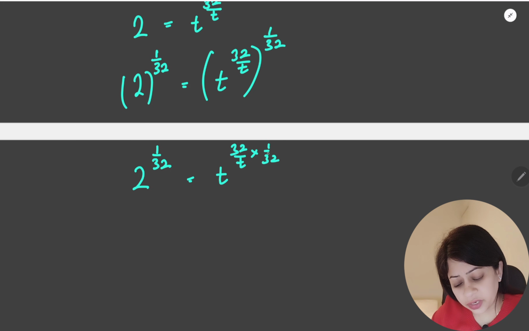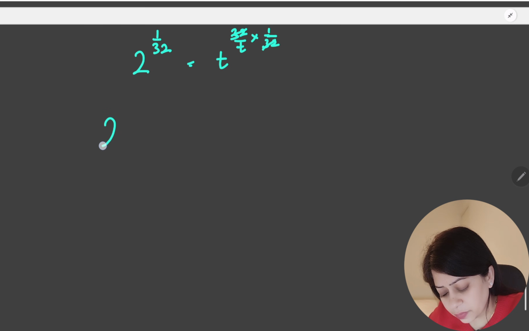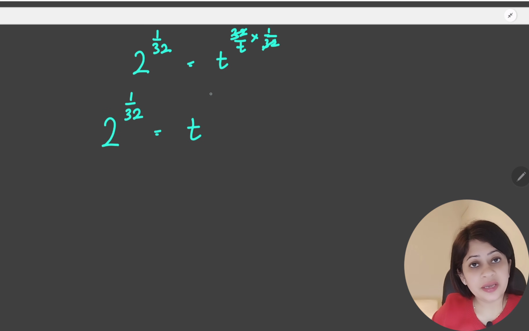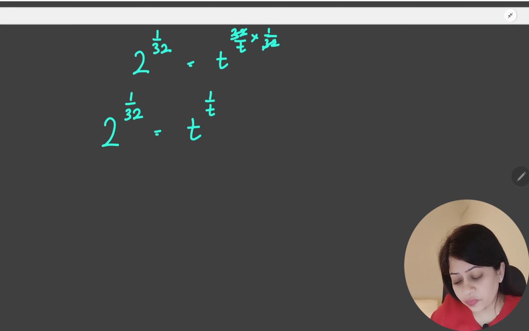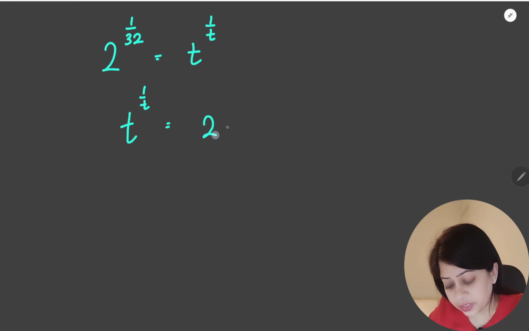Now 32 and 32 can be cancelled out. So what are we left with now? We are left with 2 raised to power 1 by 32 is equal to t raised to power 1 by t, right? So, or we can write it as t raised to power 1 by t is equal to 2 raised to power 1 by 32, right?